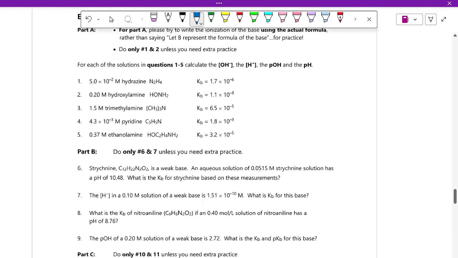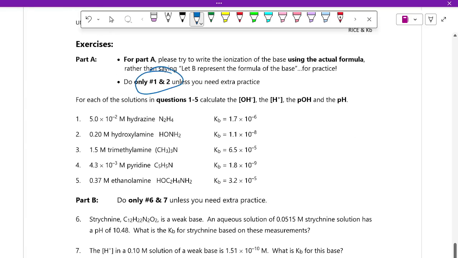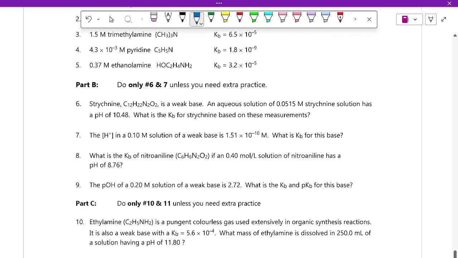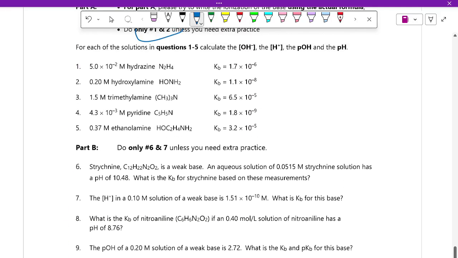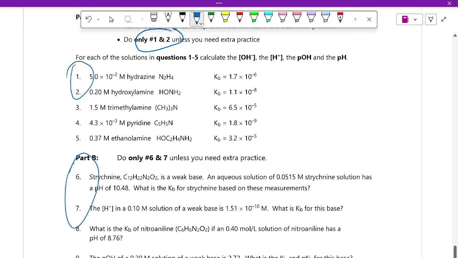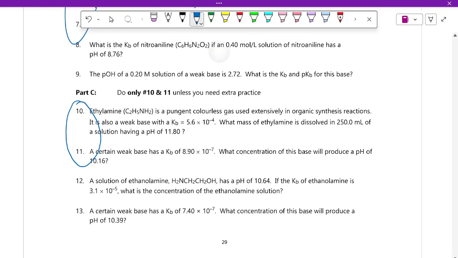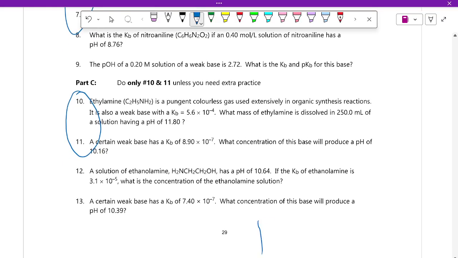Homework is questions 1 and 2 from each section. 1 and 2 from A, 6 and 7 from B, and 10 and 11 from C. Okay? 1, 2, 6, 7, 10, 11 on page 29.